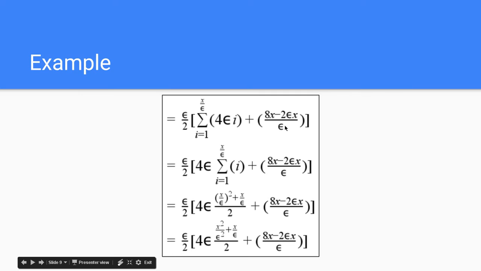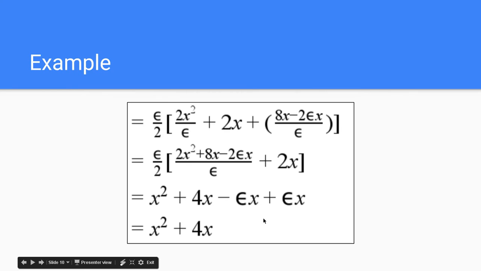So I actually multiplied those two constants by x over epsilon, and that's what I got. And then here we have 4 epsilon I. The 4 epsilon is a constant, and we can pull that out of the summation just by multiplying it by the summation. And anytime you have a summation I, that's the same thing as n squared plus n over 2, or in this case, n is x over epsilon, so x over epsilon squared plus x over epsilon over 2, and then I just did the squaring.